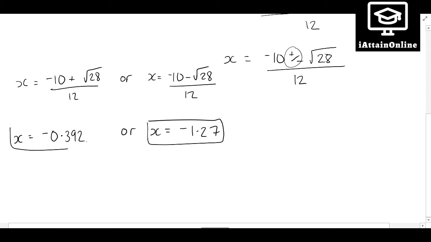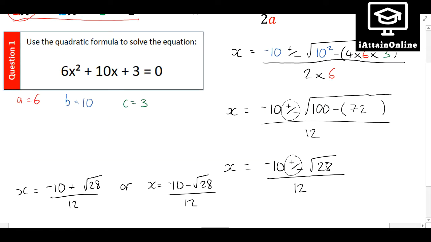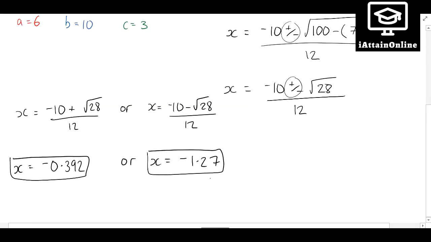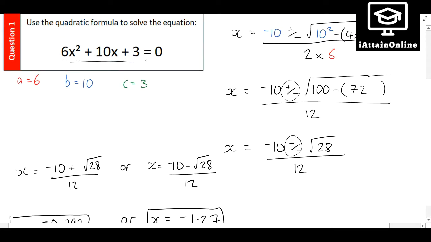So those two are our two solutions to our original quadratic equation, this one here. If I put in, instead of x, negative 0.392 or negative 1.27 and put it into here, I should get 0.